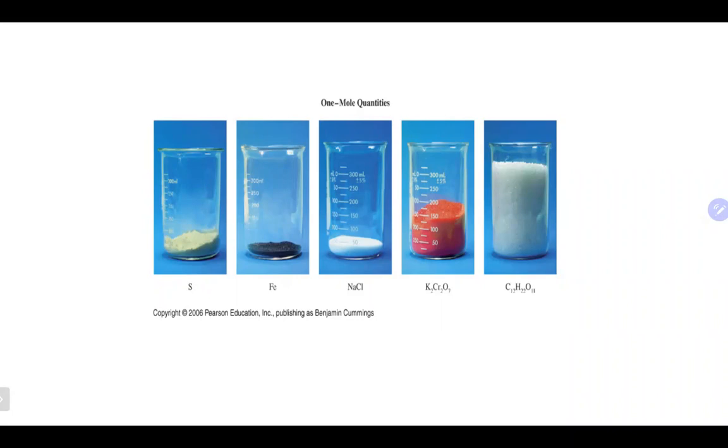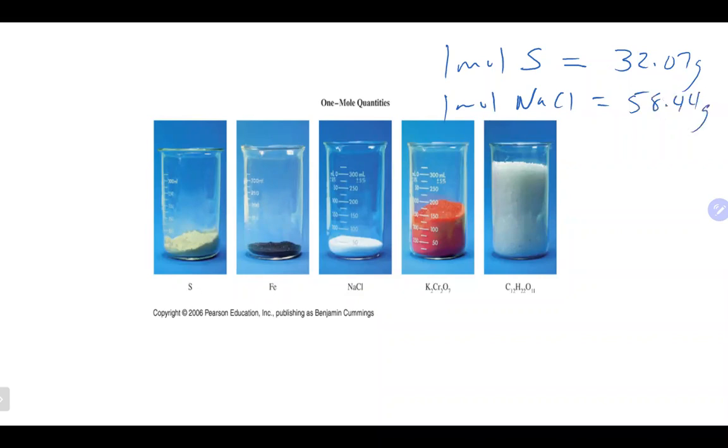chloride. And that's because when we take, for example, 1 mole of sulfur, if we go to the periodic table, that really represents 32.07 grams. If we take 1 mole of sodium chloride, you add it together, that's 22.99 plus 35.45, that's 58.44 grams. And that is why we do see different amounts in there.